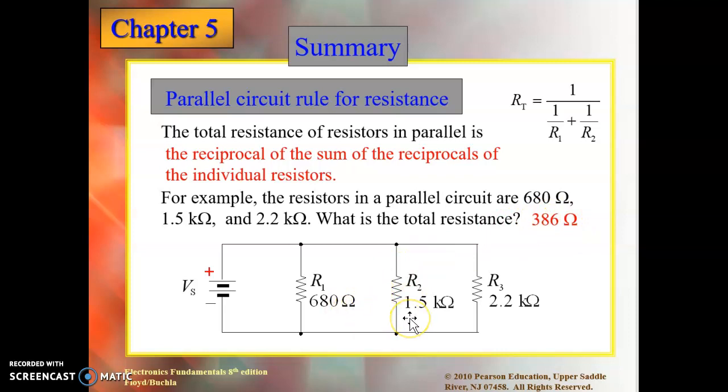This is a little easy way to check your answer and see if you are doing the math right. If your total resistance happens to be higher than the smallest resistor value in the circuit, and it is a fully parallel circuit, with only parallel connected resistors, then you did something wrong. So we are going to stop here.